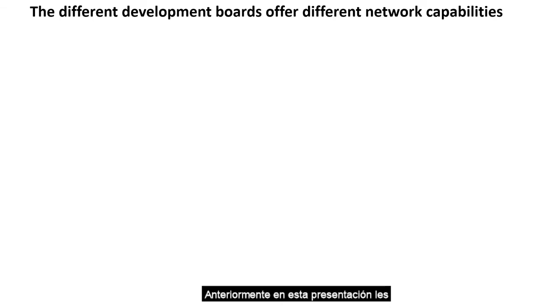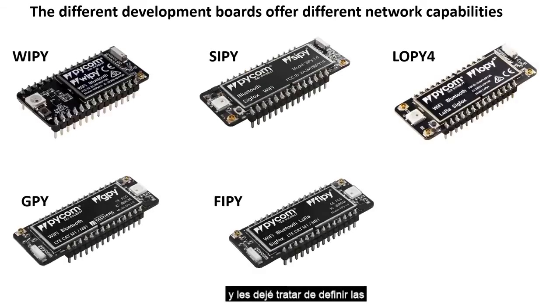Earlier in this presentation, I showed you these images and left you to try and spot the differences between these development boards. And I gave you a hint of trying to link the noted differences with their respective names. Well, the answer lies on the network options available for these different development boards. All these development boards can use Bluetooth, as you can see indicated in each of them.